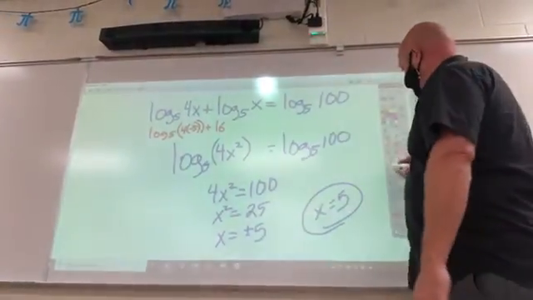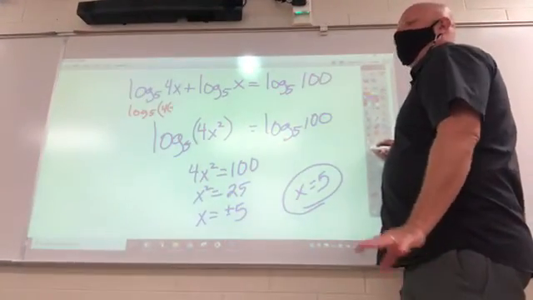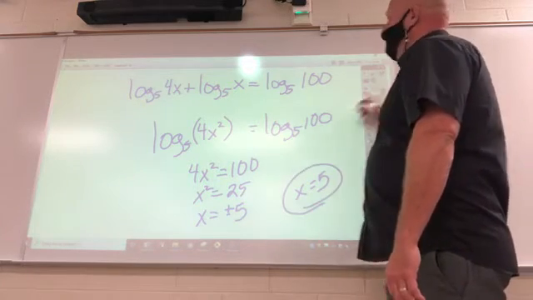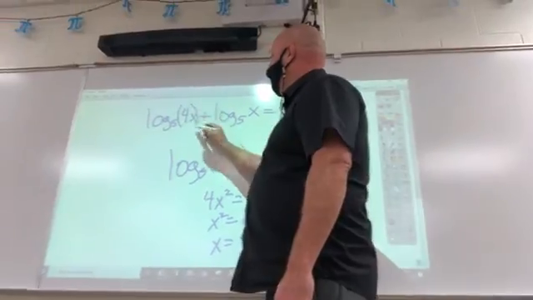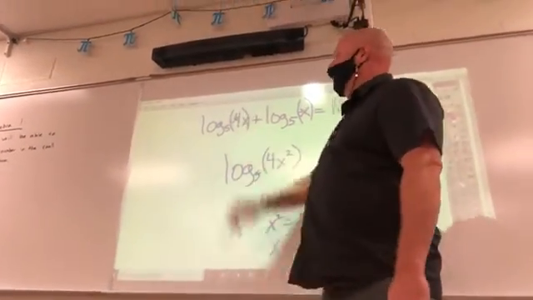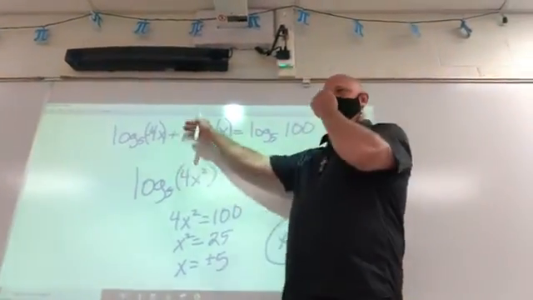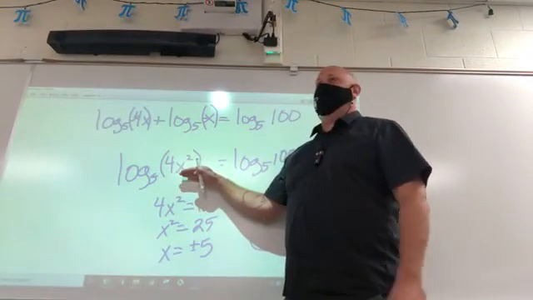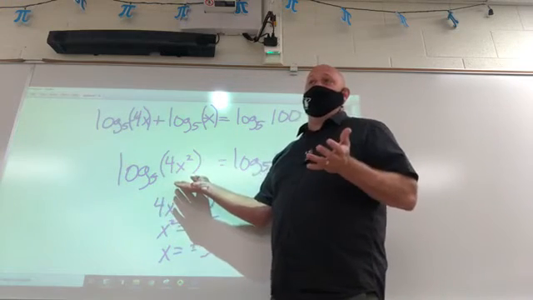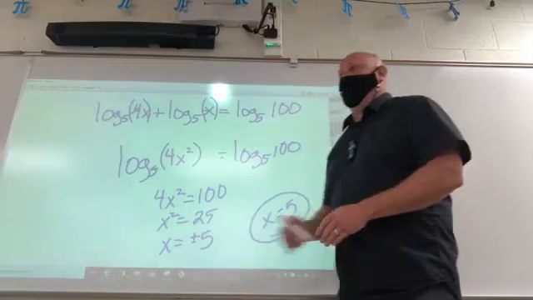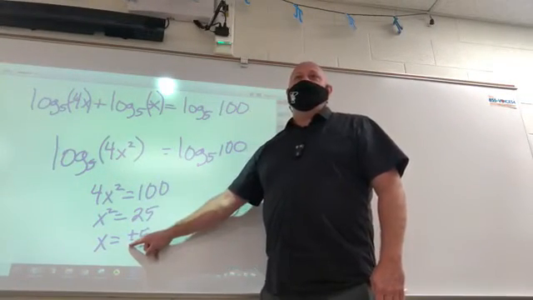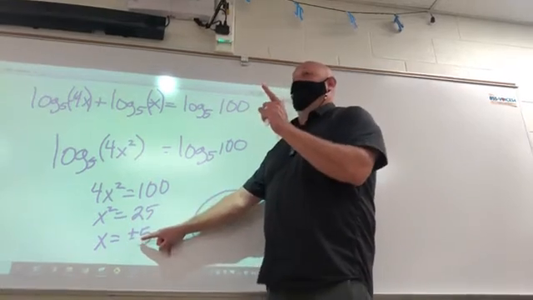Now, this exact same question, let me just change the question just a little bit. Let's say instead of that, I put negative x in there, and I put a negative 4. Would that have changed this step? No. When I multiply them, don't I get positive 4x squared again? And then I get the exact same problem. I got positive 5 and negative 5. Only the negative would work in this case.